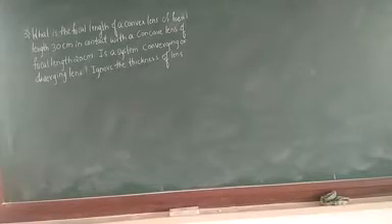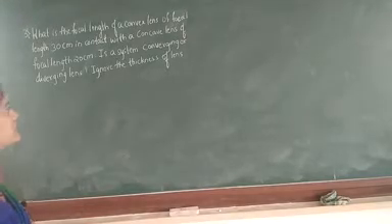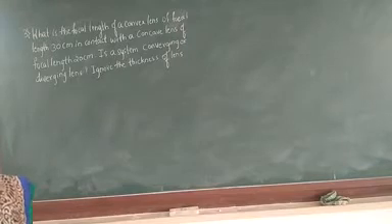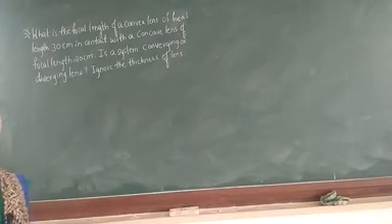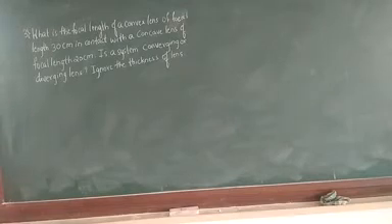Now next question. What is the focal length of a convex lens of focal length 30 centimeter in contact with a concave lens of focal length 20 centimeter? Is the system a converging or diverging lens? Ignore the thickness of the lens. We just have to tell whether it is a converging or diverging lens, and we have to neglect the thickness of the lens.